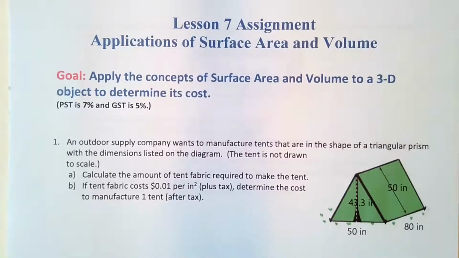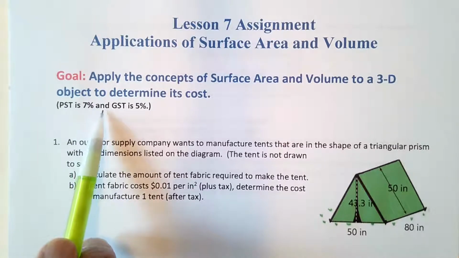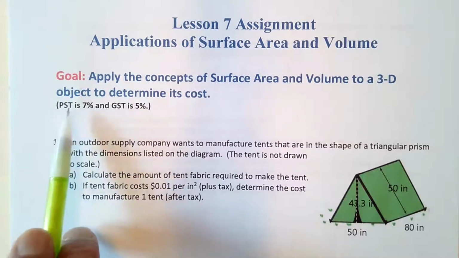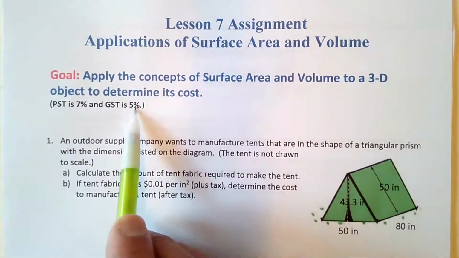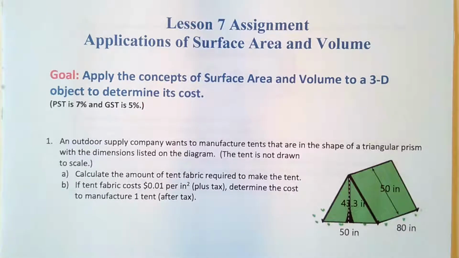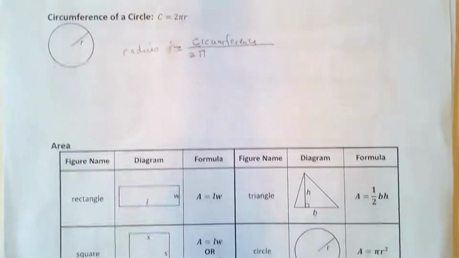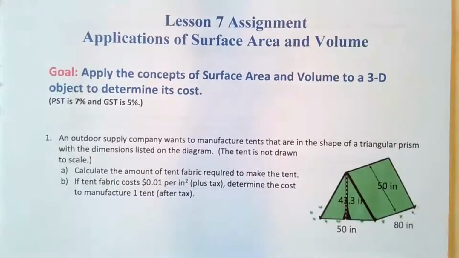cost. Just a reminder, when you're calculating cost, unless it's stated taxes included, you'll have to calculate the taxes, and there are 2 taxes in Manitoba. The PST, the provincial sales tax, is 7%, and the GST is 5%, goods and services tax. Altogether, it's 12%. You will need also your formula sheet for reference, so have this handy, and you'll need a calculator.